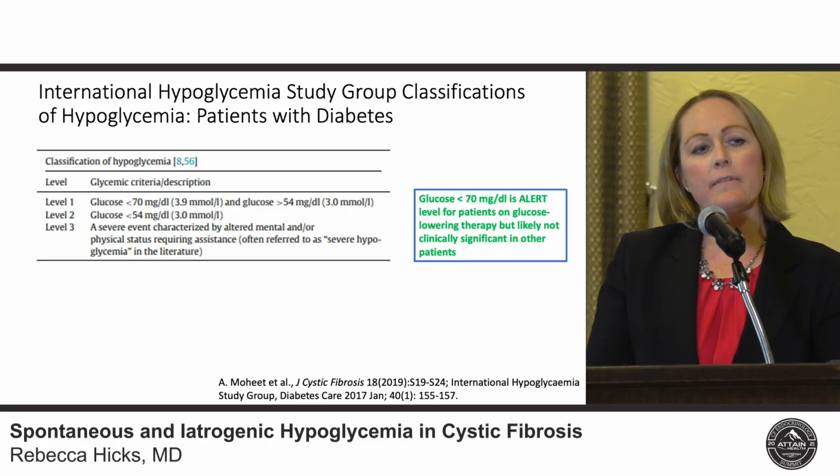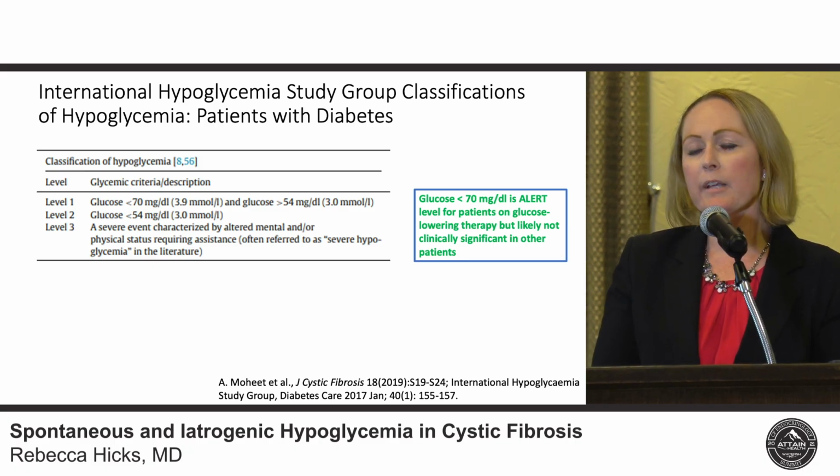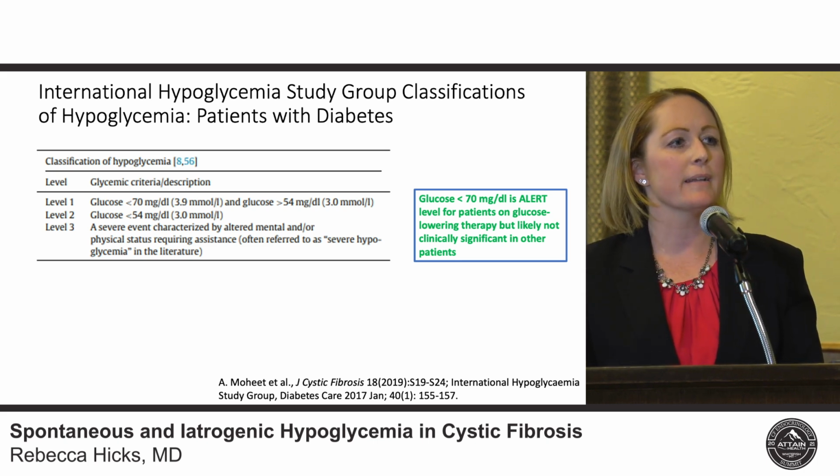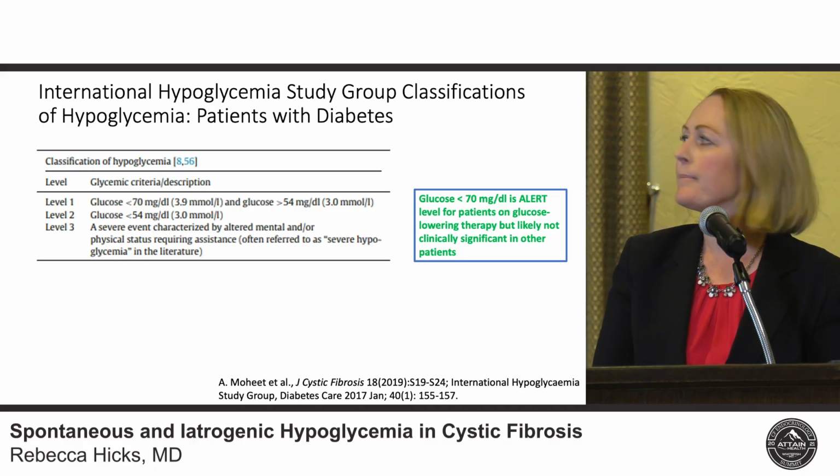So a glucose level of less than 70 is an alert level for patients that are on glucose-lowering therapy, but it's likely not clinically significant by itself in other patients.